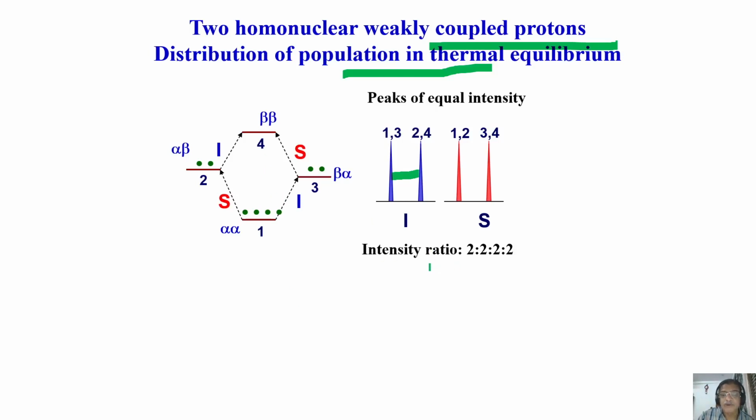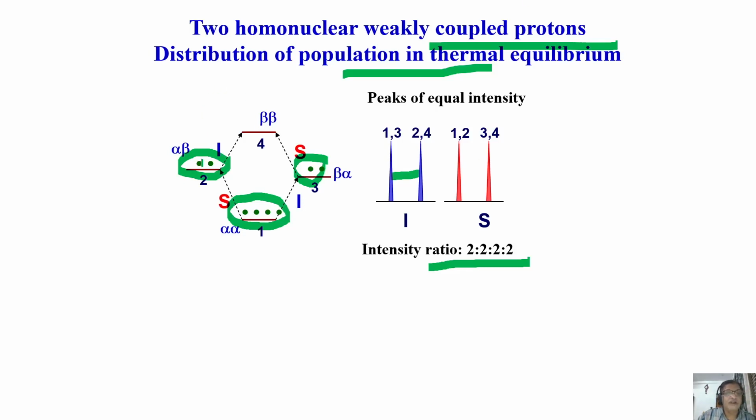to ensure that the population ratio is such that the intensity is always equal, because that is what the weakly coupled spin system is all about. All we should get is equal intensity. For that, I'll take 4 spins here, just for the sake of understanding, 2 here and 2 here. Now what is going to happen? Look at the population differences to get the intensity of the signal.